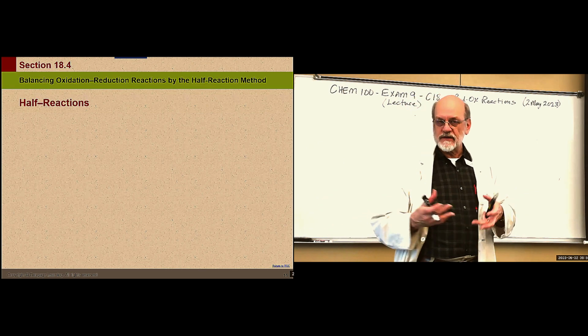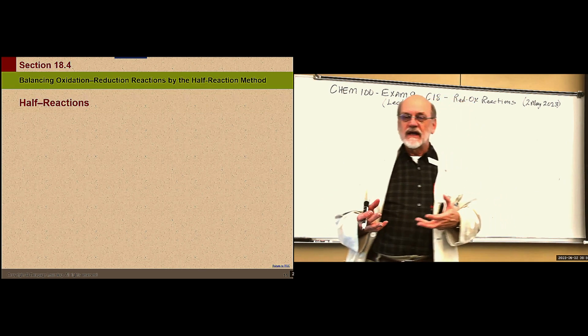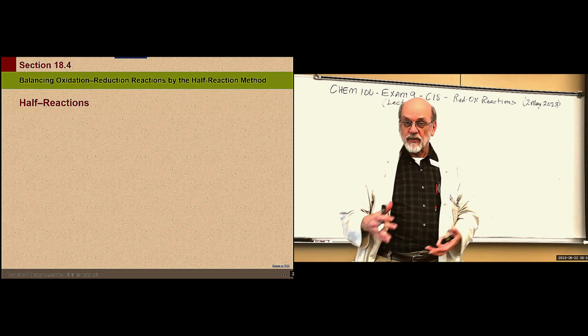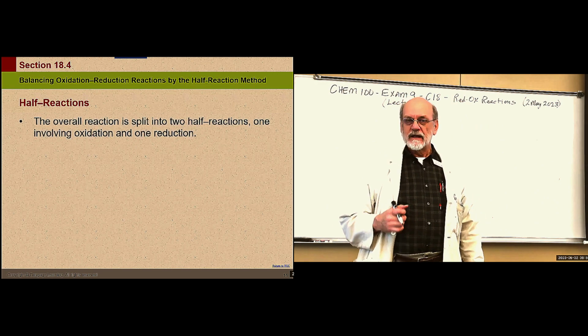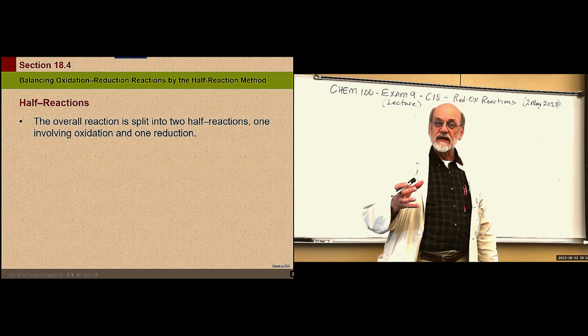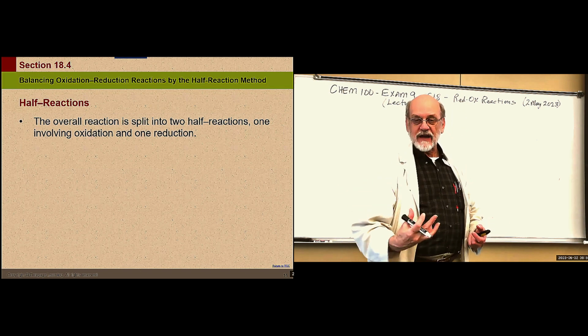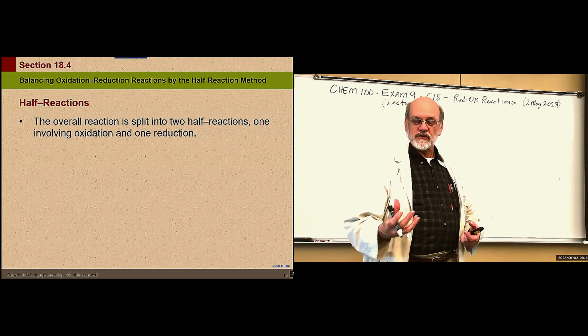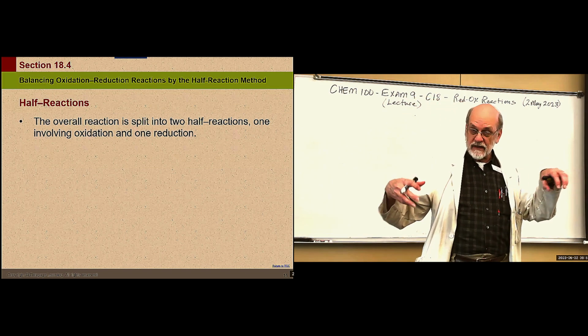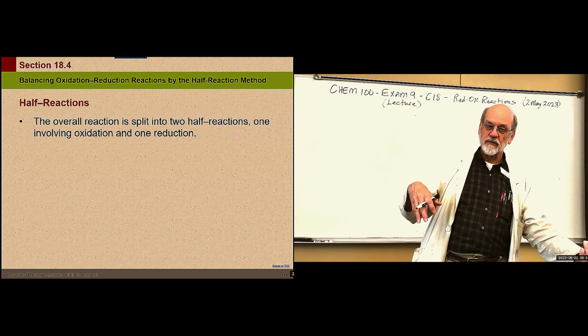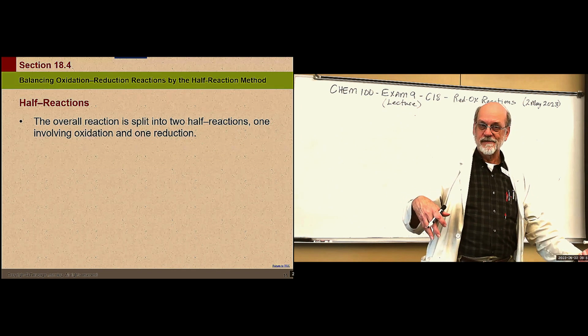So we have this method, this half reaction method, that compensates for that problem. Okay. A half reaction is simply half of the reaction that is responsible for oxidation, and the other half reaction, written separately, is responsible for the reduction.